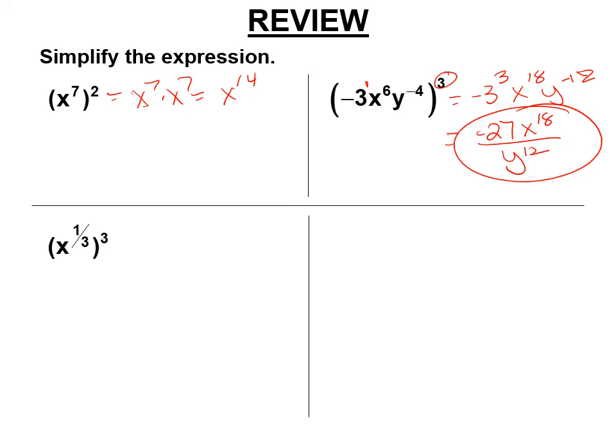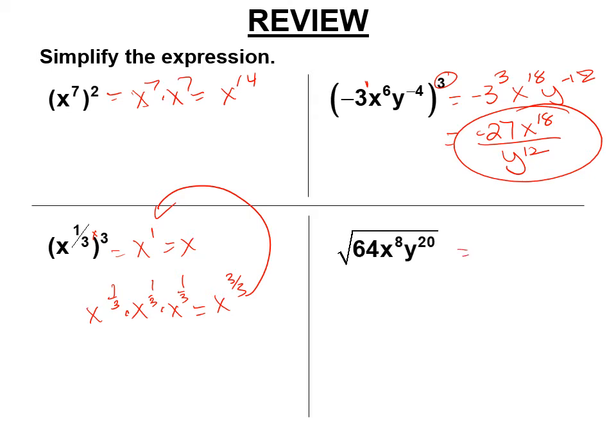All right, so you multiply x, right, times 1/3, you get x to the 1st. This is x. So you can multiply 1/3 times 3, or you could think of this as x to the 1/3 times x to the 1/3 times x to the 1/3. 1/3 plus 1/3 plus 1/3 is 3/3, also known as 1, x to the 1st, or x.